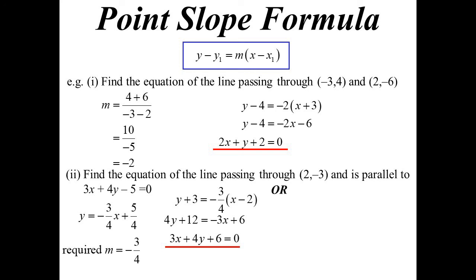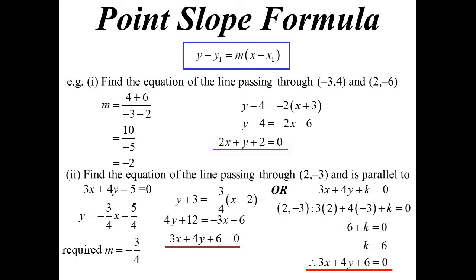We can say, well, I know it's going to be 3x plus 4y plus some number, and it's going to equal 0. I just have to find that number. But I know it goes through the point (2, -3). So if I sub (2, -3) into that, I can work out k. K turns out to be 6. Therefore, there's our line: 3x plus 4y plus 6 is equal to 0.